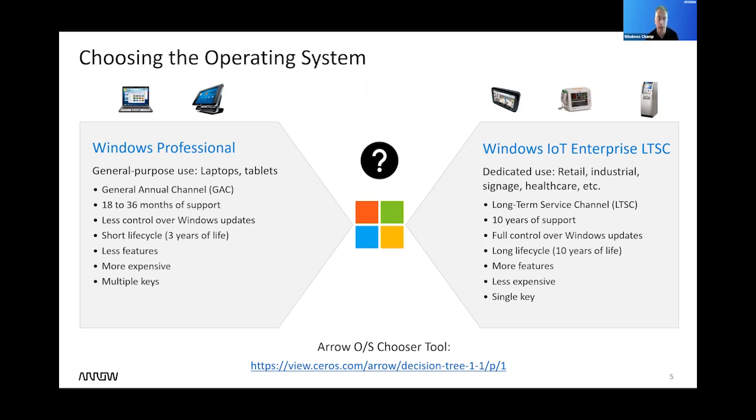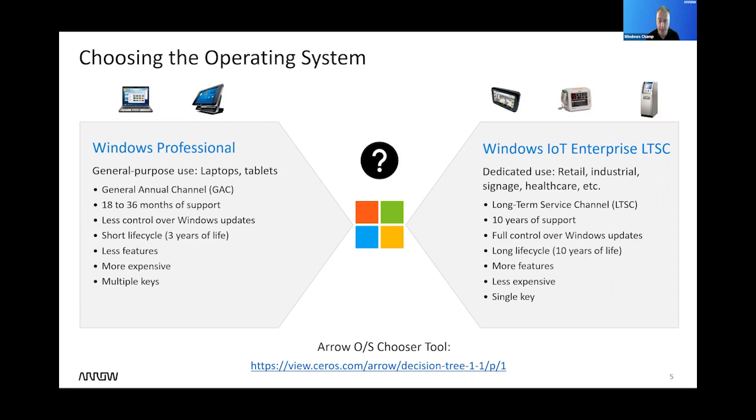Not really, that it comes with far less support, very short life cycle, very short support cycle. It has fewer features, and in many cases, it can be more expensive and more problematic dealing with multiple keys and activation. If you're building an IoT appliance, you absolutely want to be using the one on the right, the IoT Enterprise LTSC, giving you 10 years of support, 10 years of life, far more features that give you control over Windows updates and the ability to lock the system down and control it.